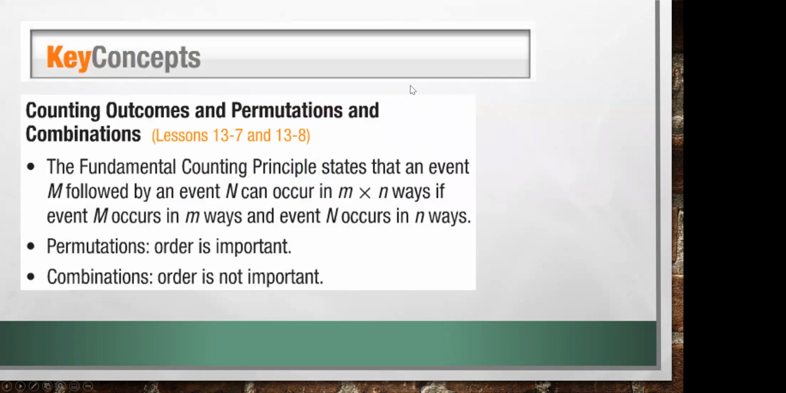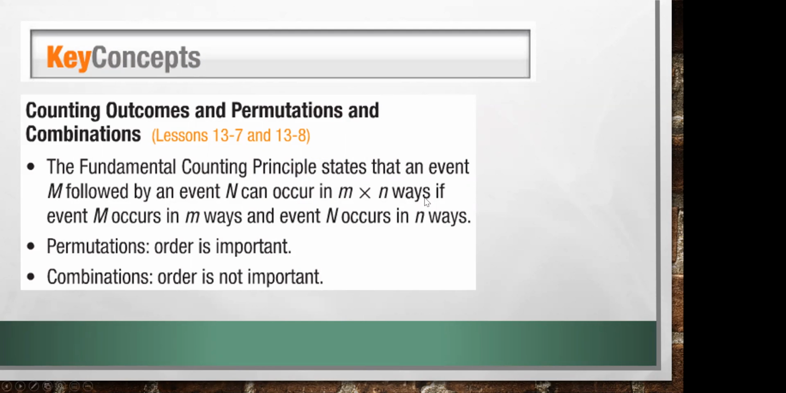So then the last section talks about counting outcomes and permutations and combinations. So the fundamental counting principle states that an event M followed by an event N can occur in M times N ways, if event M occurs in M ways and event N occurs in N ways. And also with permutations, order is important, and with combinations, order is not important.